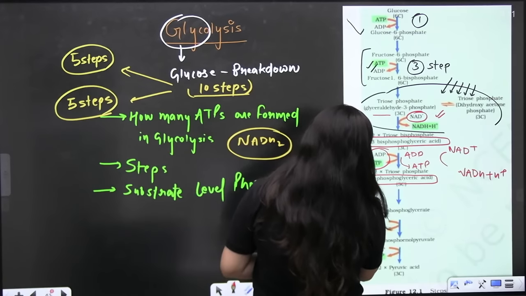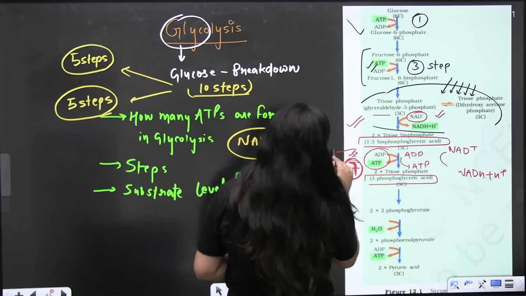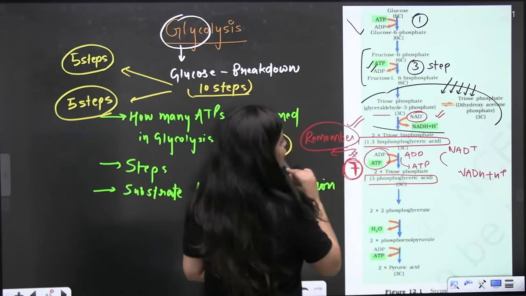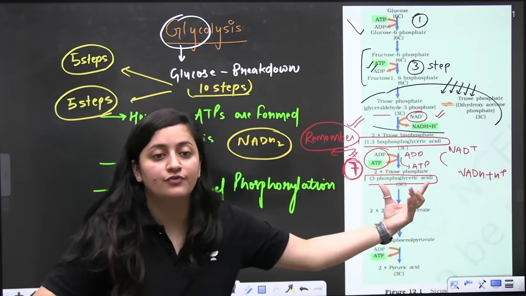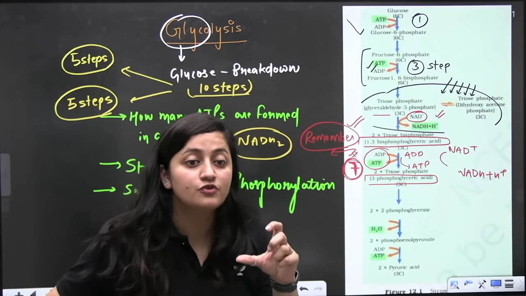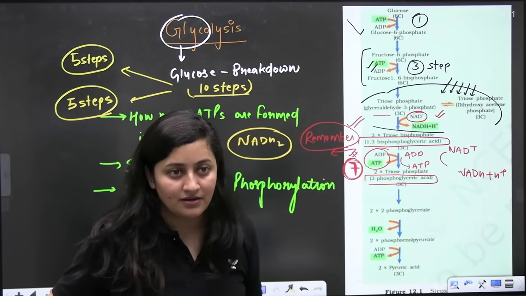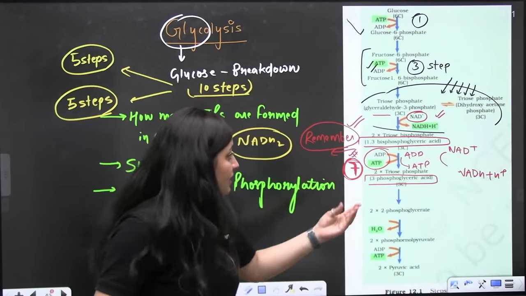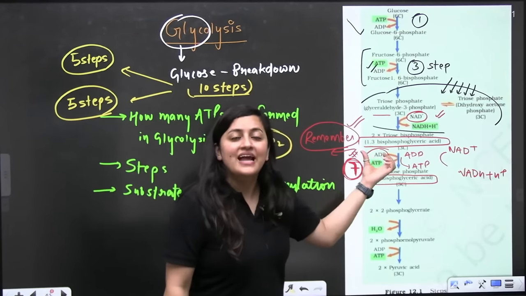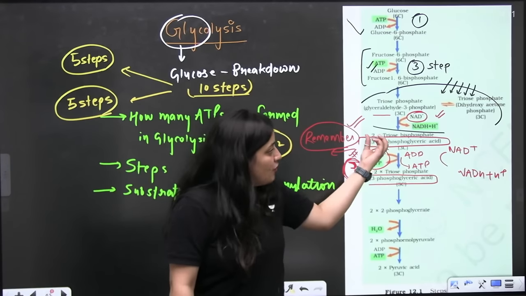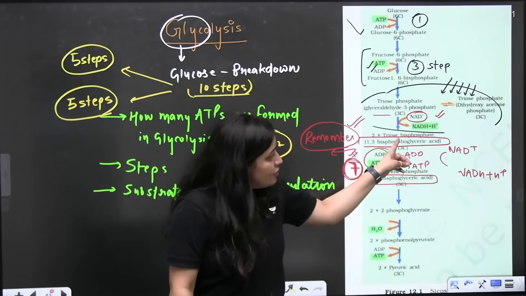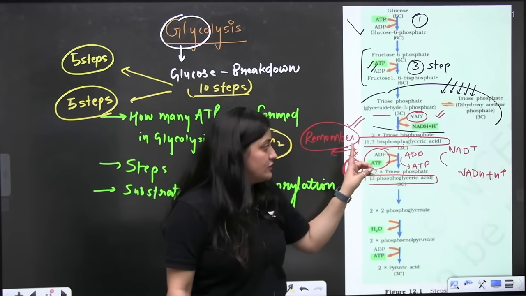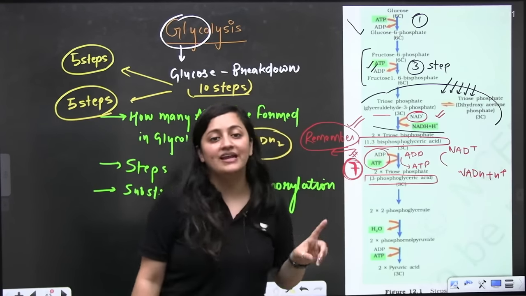Right, it is the seventh step. So this is the reaction that you need to remember. It is important. Why? Because this is the reaction where substrate level phosphorylation has been done. What is the meaning of substrate level phosphorylation? Here, the ADP, adenosine diphosphate, has taken the phosphate from this bisphosphoglyceric acid. Substrate has given the phosphate to it. Substrate has formed the ATP, that is why.